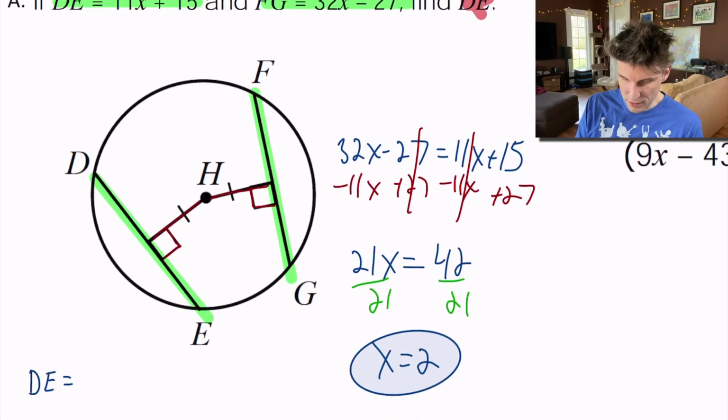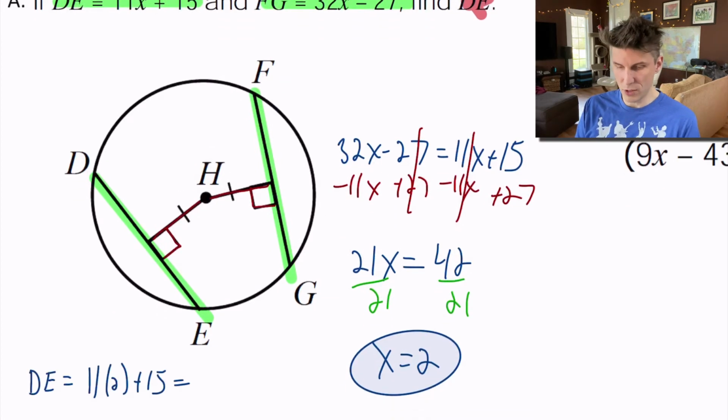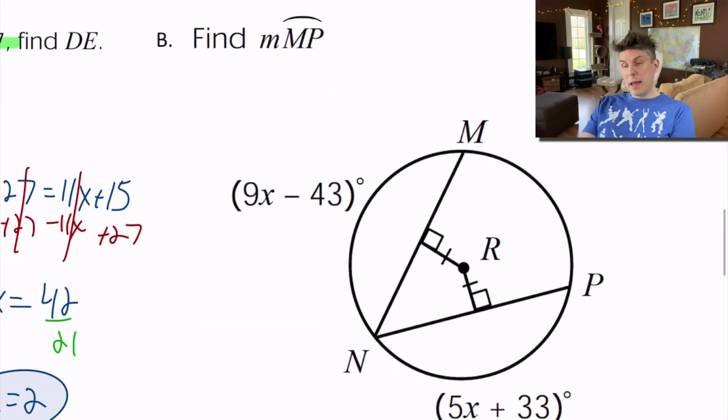So D, our answer is going to be 11 times 2 plus 15, which equals 22 plus 15, which is 37. So D equals 37. Now they want us to find the measure of arc MP. They've got a couple things going on here. So why don't you pause the video and try to do this one on your own, and hopefully you'll find success. Okay, I'm assuming you're back now.